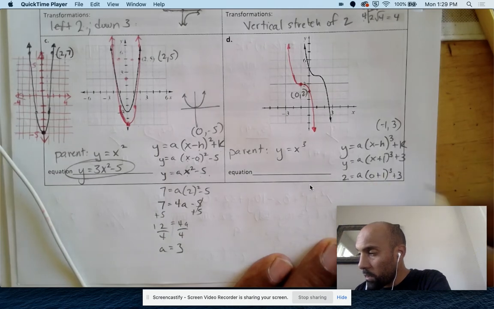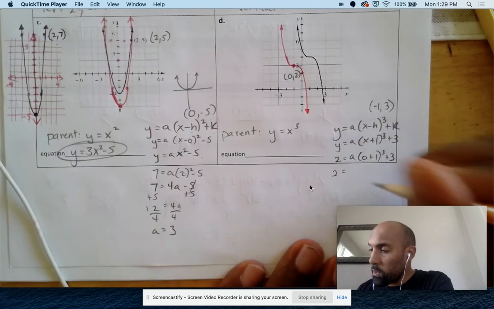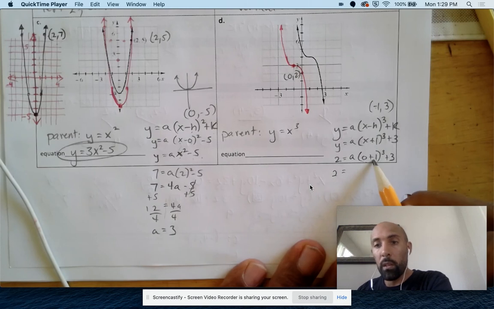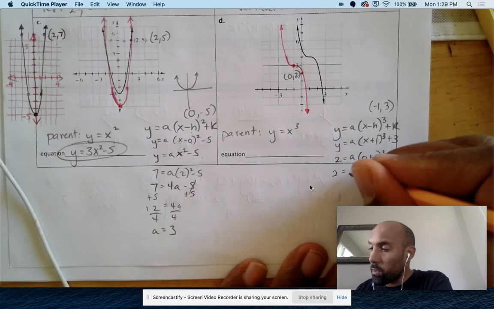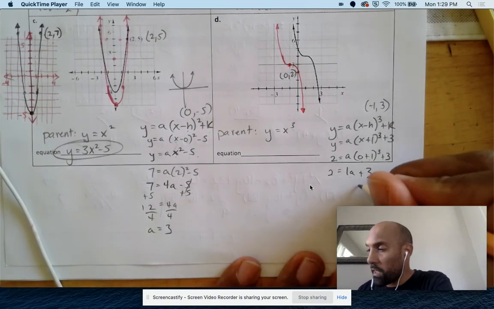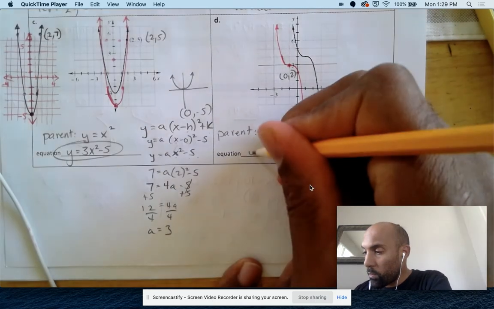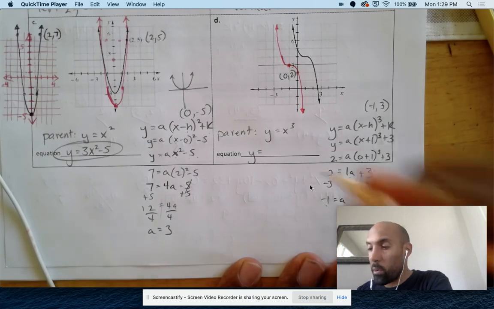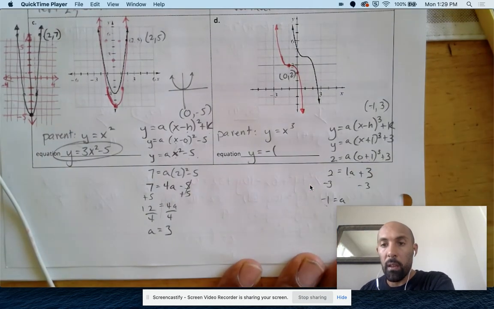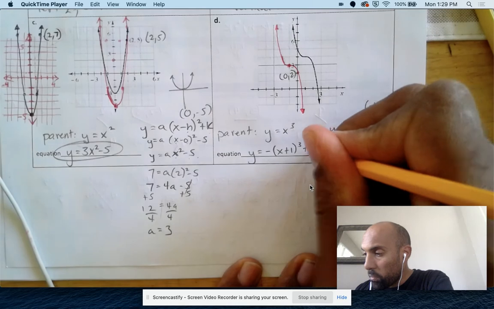And cubed, you can easily make the mistake by forgetting that's a cube and putting a square, because we work with squares so much. Okay, so 2 equals 0 plus 1 is 1. And then 1 cubed is 1, because you're multiplying the 1 three times. 1 times 1 times 1. So basically it's 1a, and then plus 3. Really, I don't need to write the 1. I won't include that in the next step. So minus 3, minus 3. So a equals -1. So when I write the equation, since it's just a -1, I'm only going to put negative in front and not the 1. And then I know that the rest is x plus 1 and then +3.